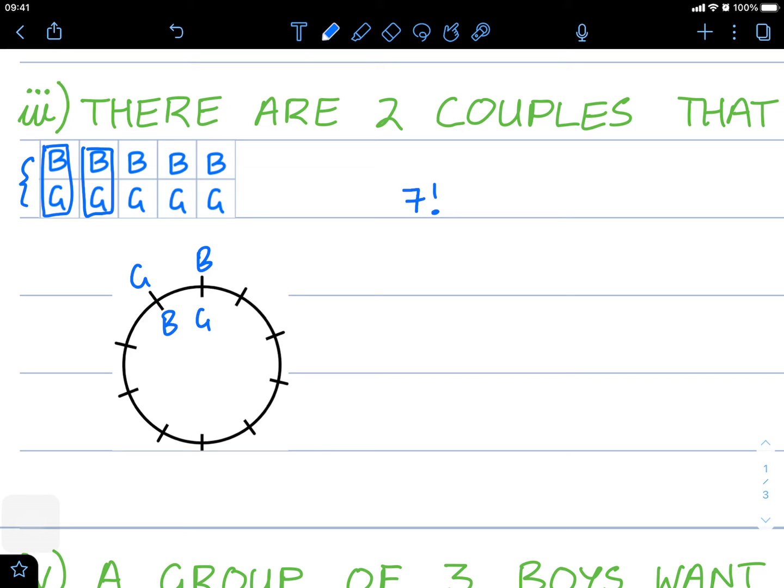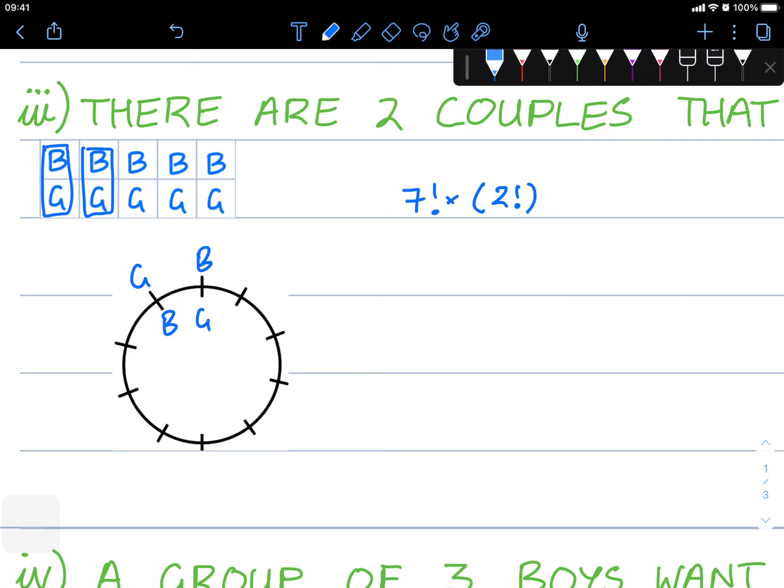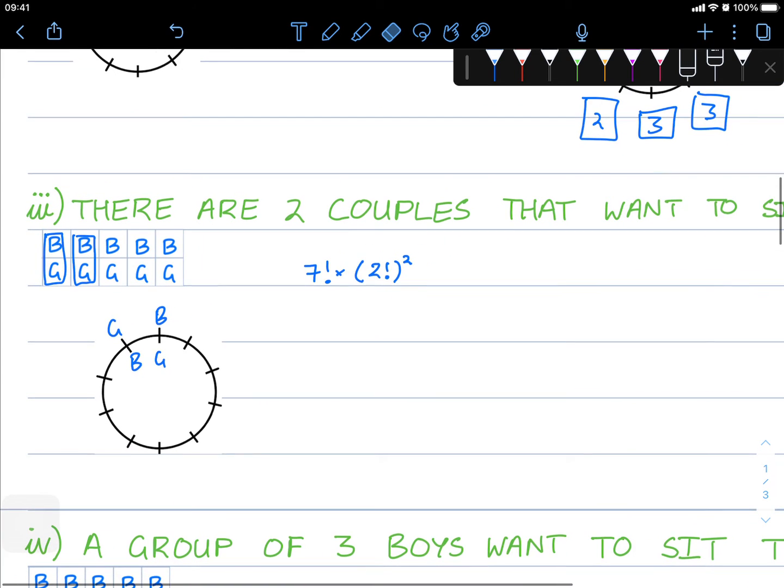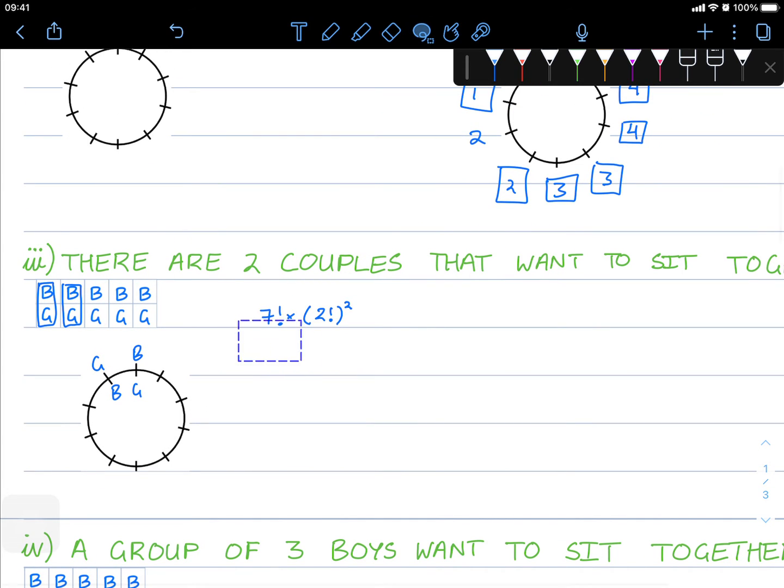So amongst themselves, these two can switch back and forth 2 factorial ways. In actual fact, this couple here can do the exact same. So that's another 2 factorial ways. So we can simplify this as 2 factorial squared. And that is the total number of ways we can arrange the table if there are 2 couples that want to sit together.